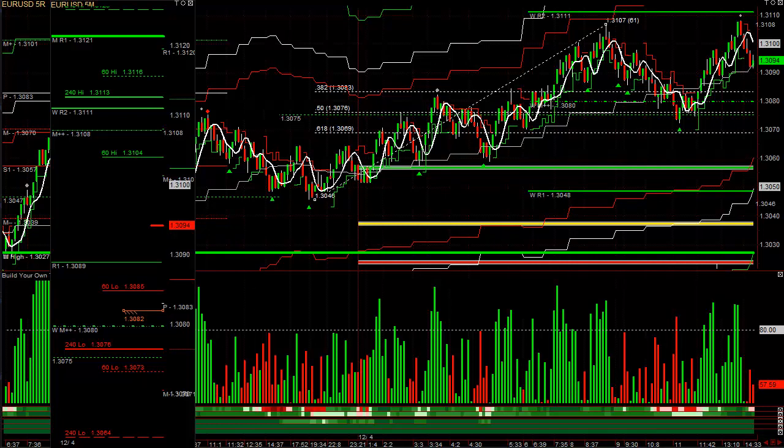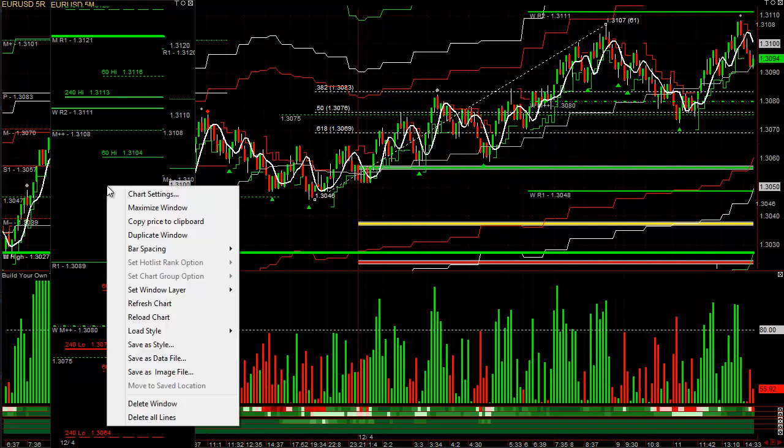There was just a day break right there, and that's why the daily pivots have shifted over. But you'll be able to see all the key levels of support resistance right on your charts. And it should really help you identify high probability places.